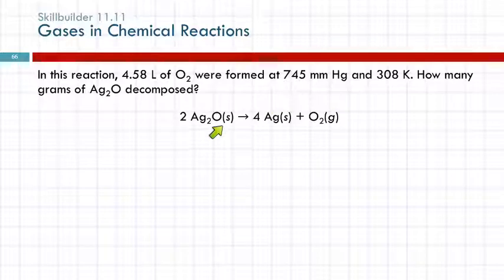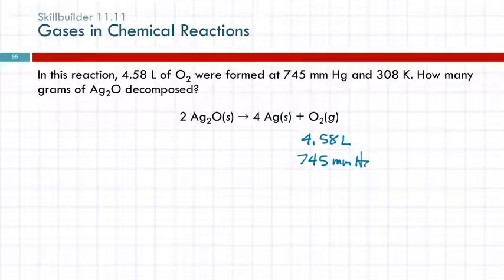So I'm going to use the balanced chemical equation to organize this information. 4.58 liters of oxygen. Well, I'm going to write that under the formula for oxygen. 4.58 liters. And then it's giving me a pressure and a temperature. I'm going to write those there as well. 745 millimeters of mercury, 308 Kelvin. Those are measurements that have to do with the oxygen. The question is how many grams of silver oxide. So question mark, and I want grams.